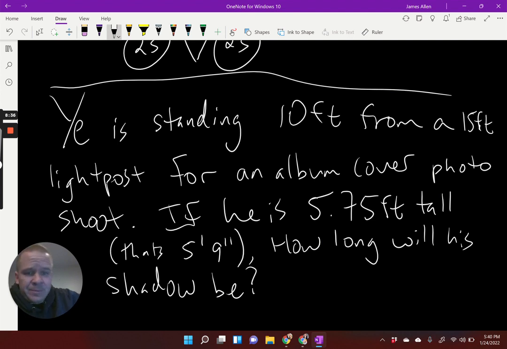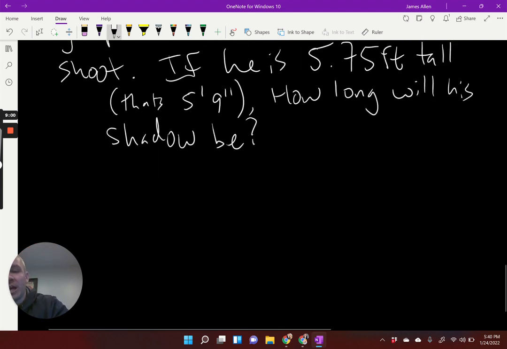I should probably know that before I read it. Is standing 10 feet from a 15-foot tall lamppost. A light post, for an album cover photo shoot, right? Latest album. It's going to be dope. If he is 5.75 feet tall, that's 5'9". Okay, but I didn't want to put 5'9" and make you do conversions and freak you out like that was going to be on the test. How long will his shadow be?